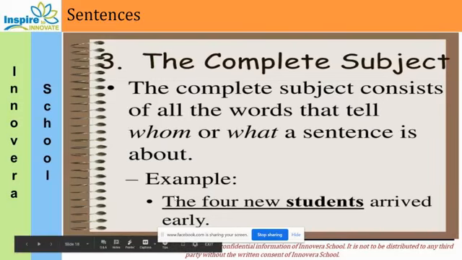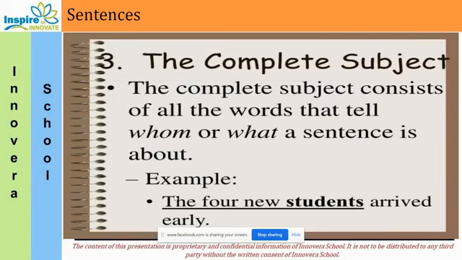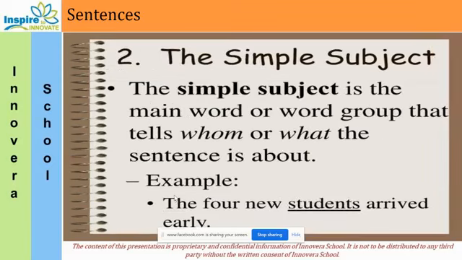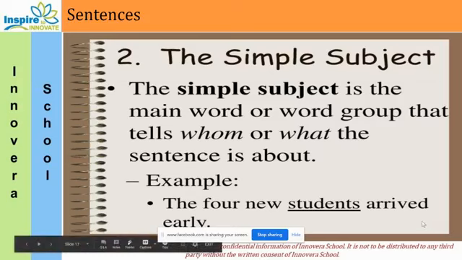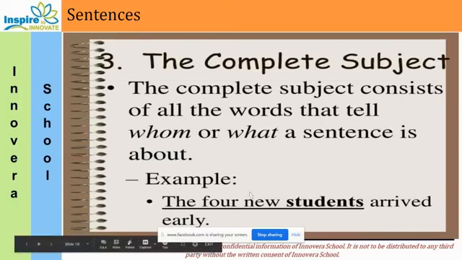So complete subject means whatever information you are getting about the main word or the main subject, that is complete subject. So you can see in previous slide the main word was subject. Understood? So here main word is students. Then if you need to identify the complete subject, what happened? The 4 new students. This 4 new is telling more about the students.